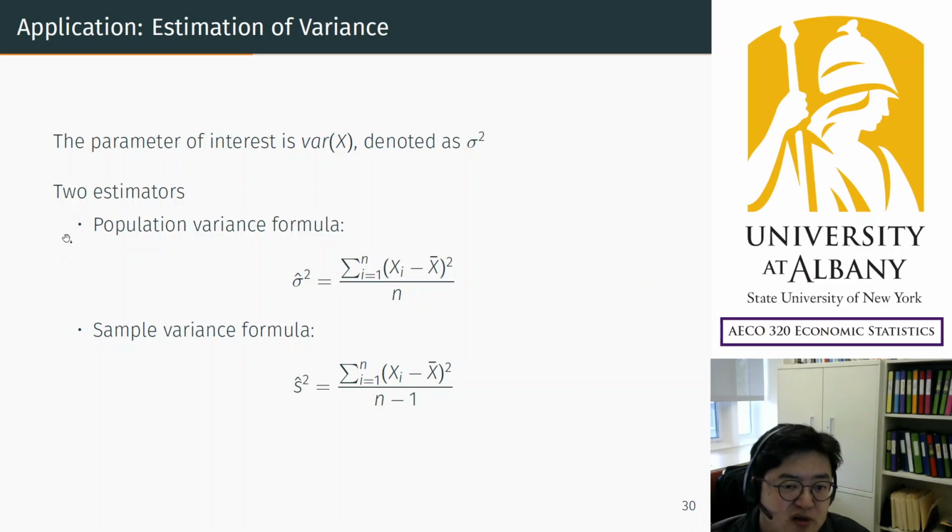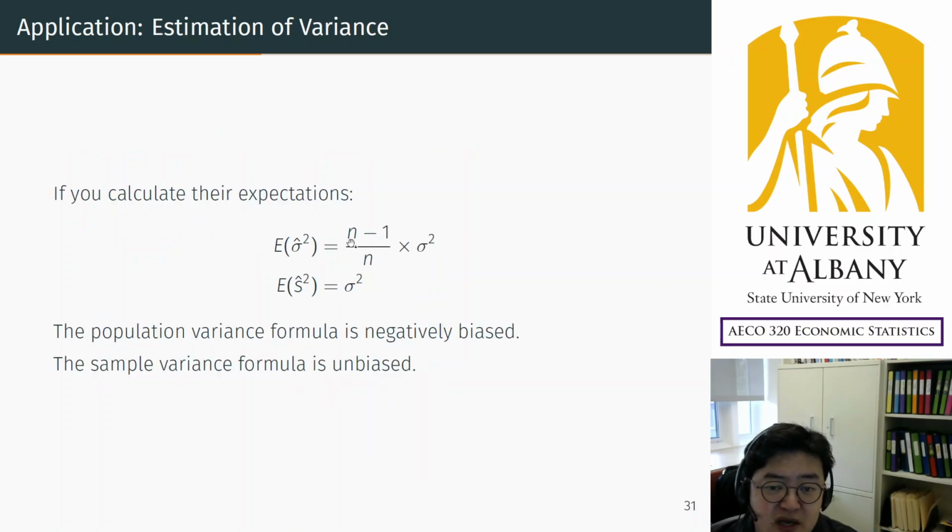So when you calculate the sample variance, there are two formulas. One is the population variance formula, and the other is the sample variance formula. Anyhow, at the time, I suggested the sample variance formula is more common. And the reason, I could not explain at the time, but now I can. Simply, the sample variance formula is unbiased, but the population variance formula is biased.